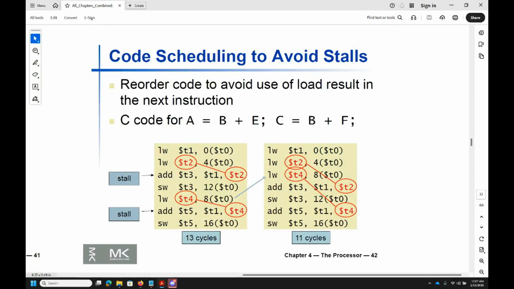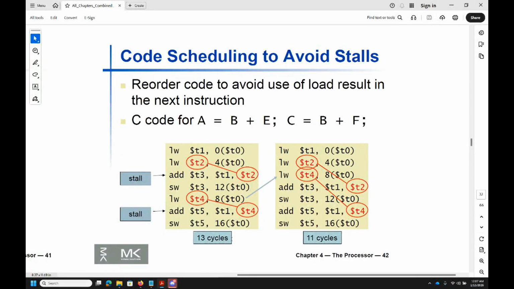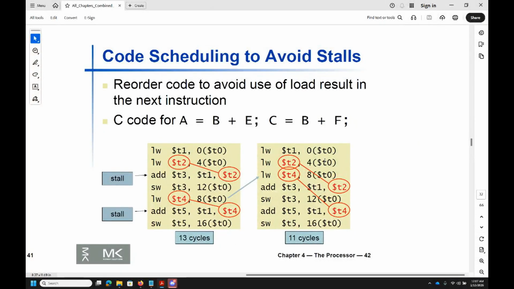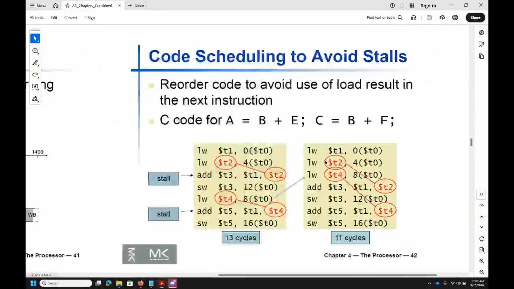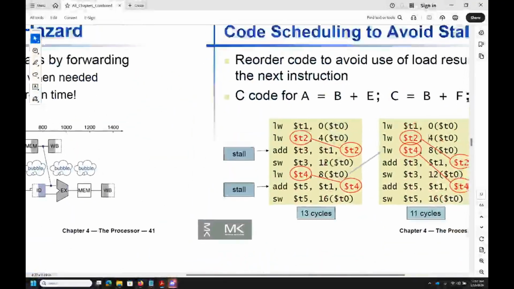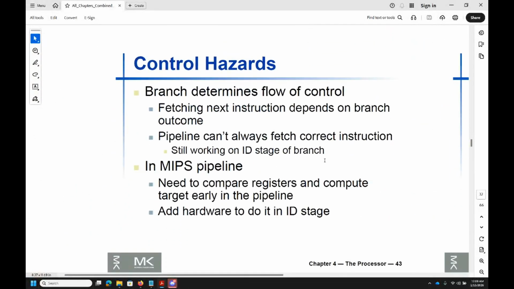The processor would have had to wait here for 2 extra cycles, but now it doesn't have to wait, because it can just go ahead and start. This kind of intelligent rescheduling or reordering of instructions is done by the compiler.